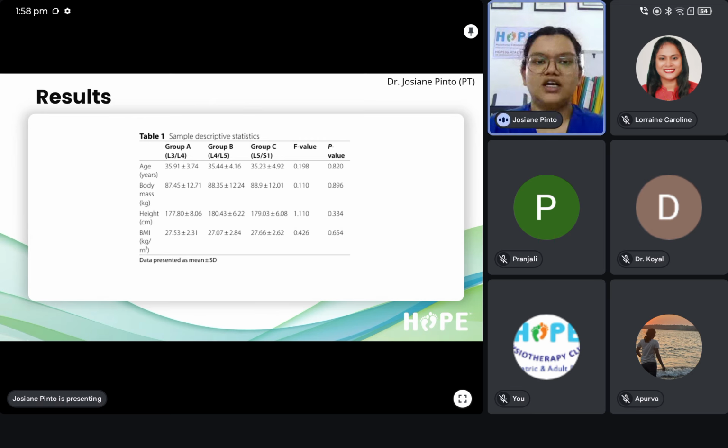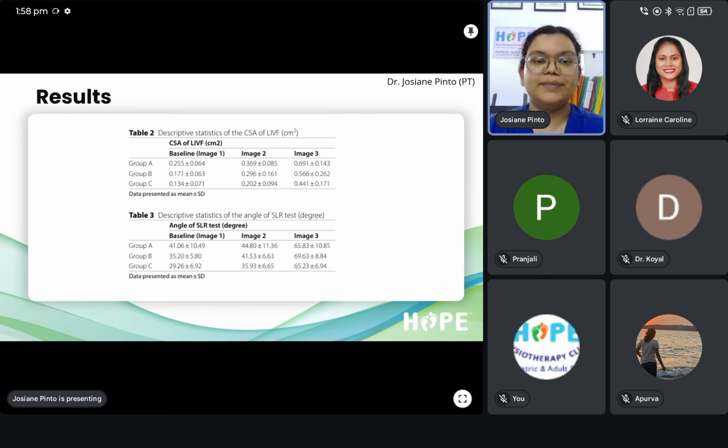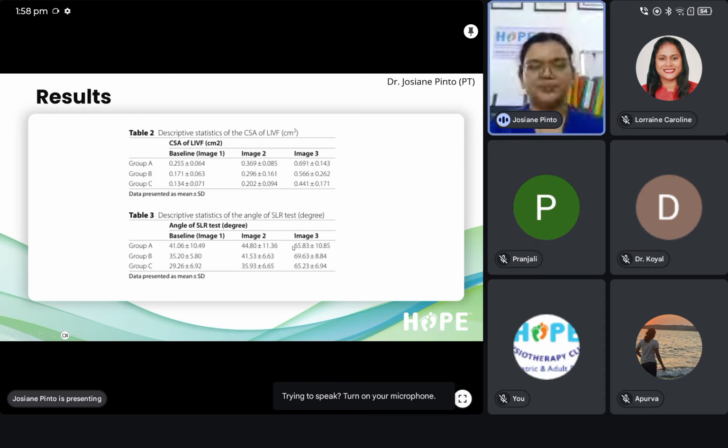Now, coming to the results. Table 1 shows you the descriptive statistics, and this table usually gets evaluated to check homogeneity in all the values: age, body mass in kgs, height in centimeters, and the BMI. It was found to be homogeneous and hence applicable to analyze and evaluate. Table 2 shows you the descriptive statistics of the cross-section area of the lumbar intervertebral foramen, and table 3 shows you that of the angle of the SLR test.